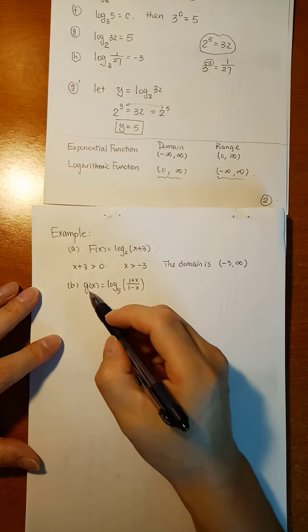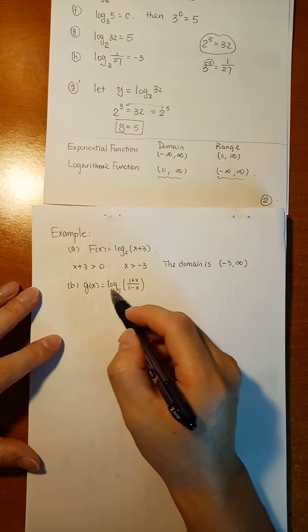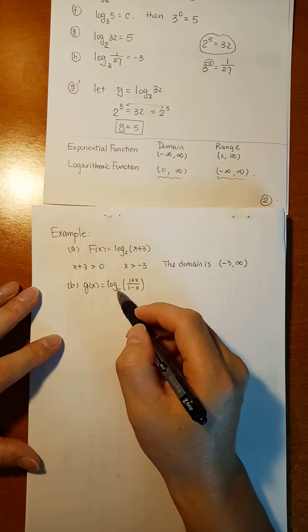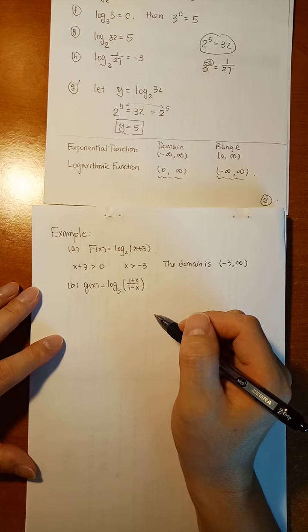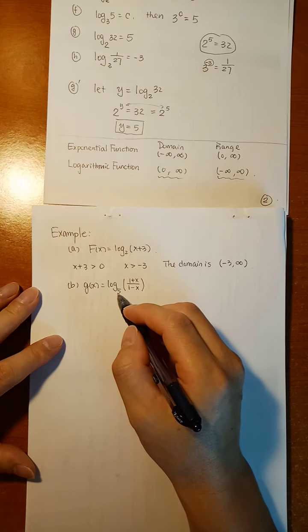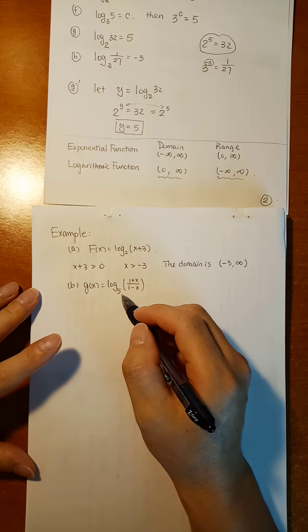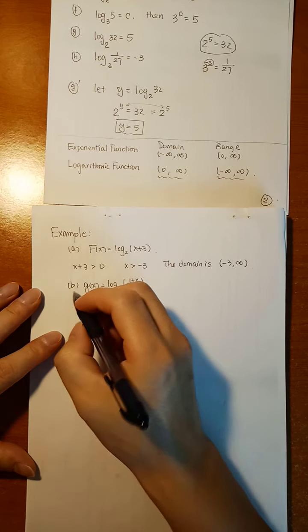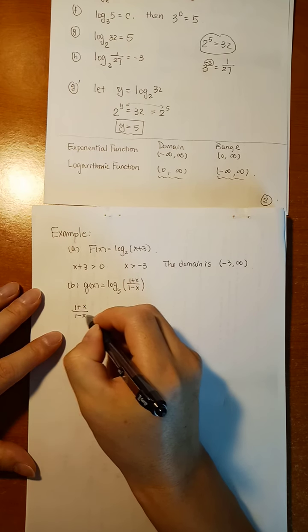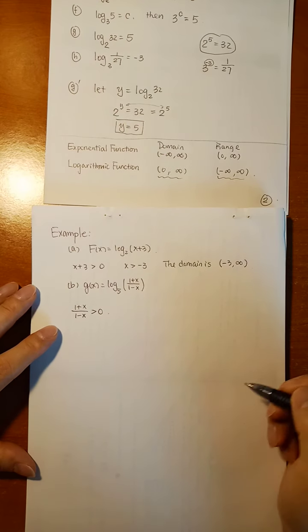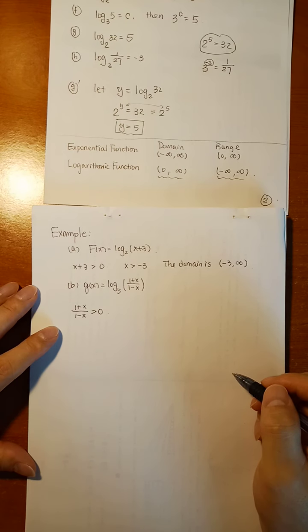Second, assume we have this function g of x as a logarithm to the base 5 of (1 plus x) over (1 minus x). We change the base. It doesn't matter what base we choose here. And we require the internal expression to be positive.